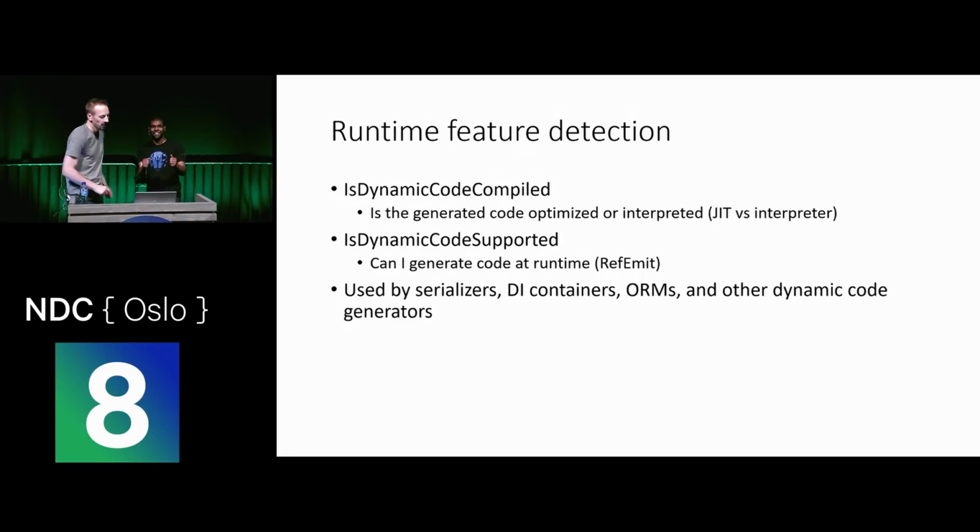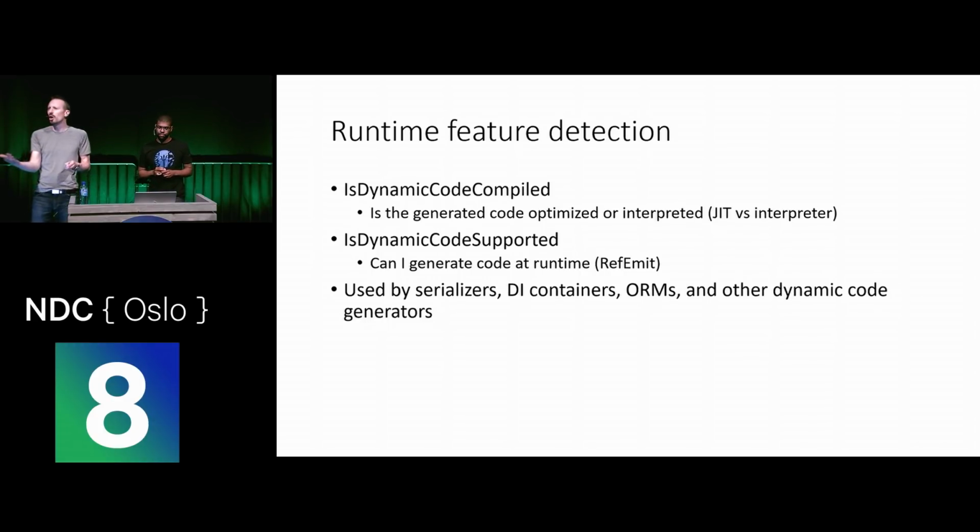Right. Runtime feature detection. So if you have a library or you're doing any type of code that wants to emit code at runtime, this is quite popular for serializers or dependency injection containers or even ORMs and any other, like AutoMapper, things like that that have to generate code at runtime and then compile it to make it faster. You need to be aware of what features the runtime has available to it.